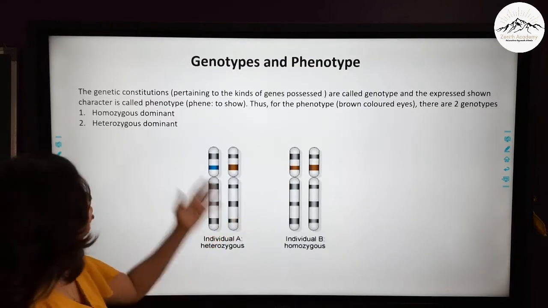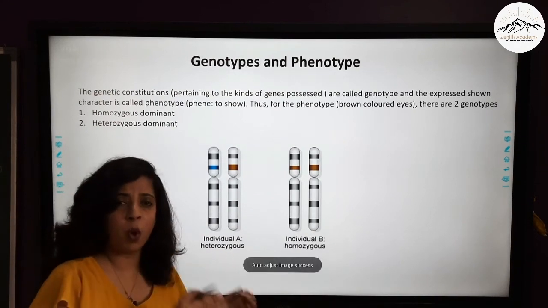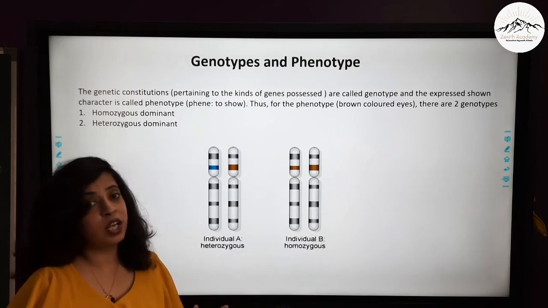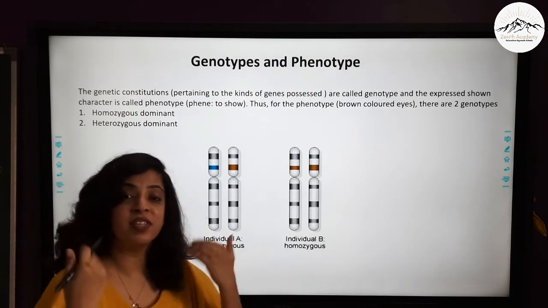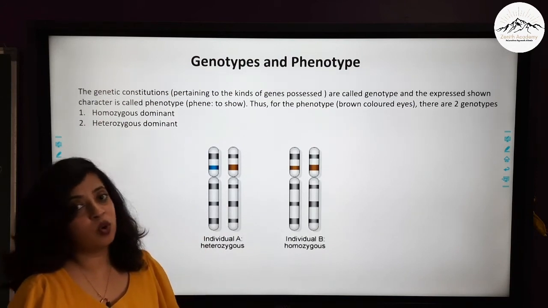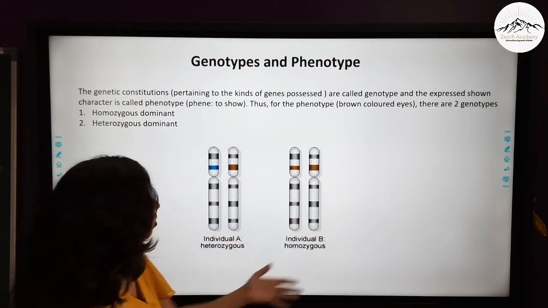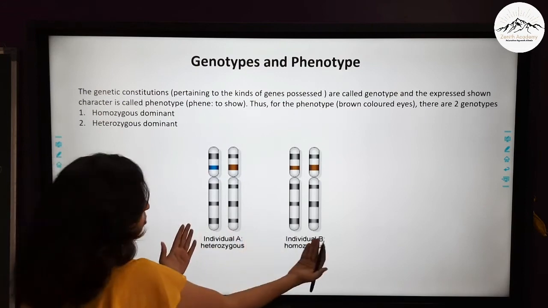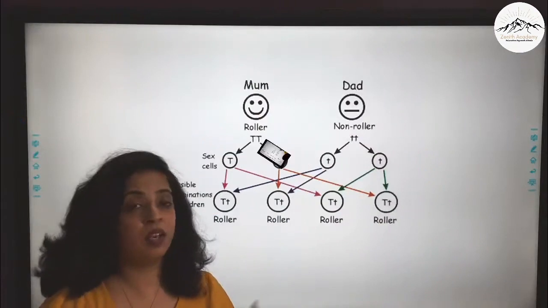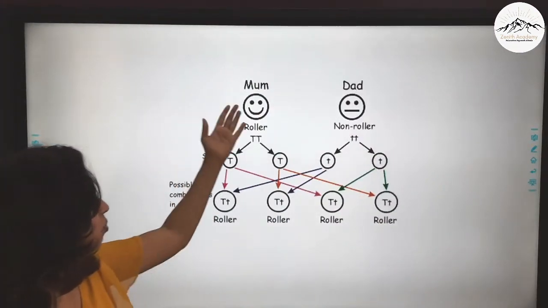So again I will tell you that the genetic constitution, that is capital B small b or small b, whatever, is known as genotype, whereas the physical appearance, the gene that is expressed, what we see, is known as phenotype, that is, the color is the phenotype. For the phenotype brown, there are two genotypes present, heterozygous and homozygous. Now here, students, I am taking an example of inheritance. So here I have taken a mom and a dad.